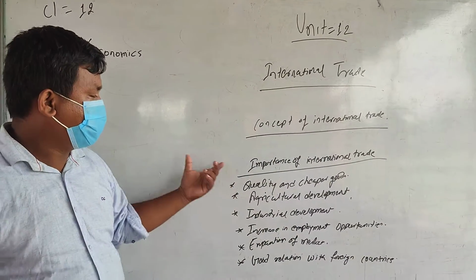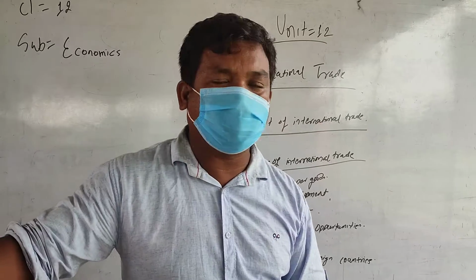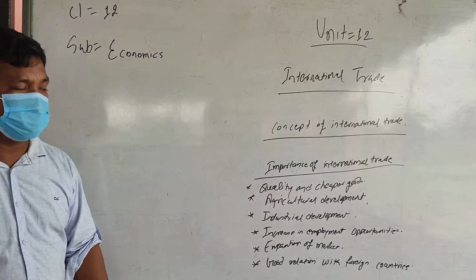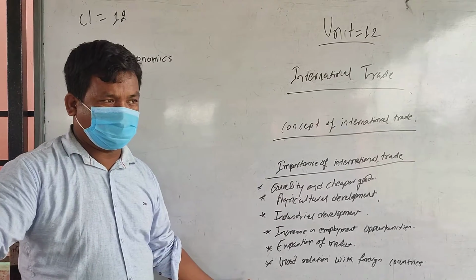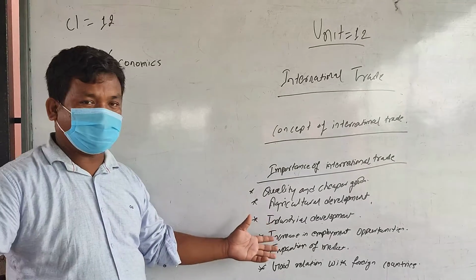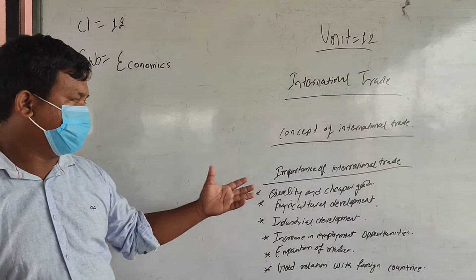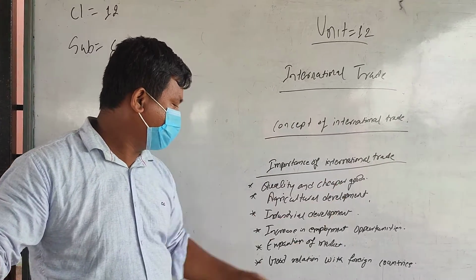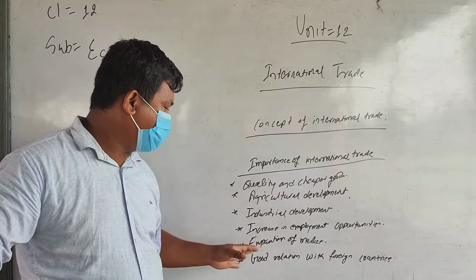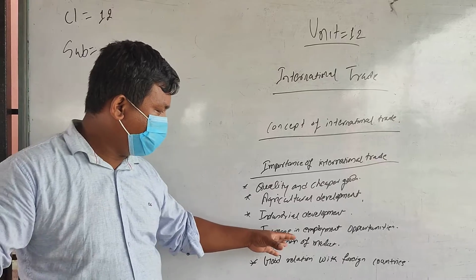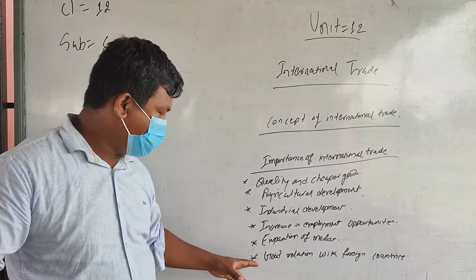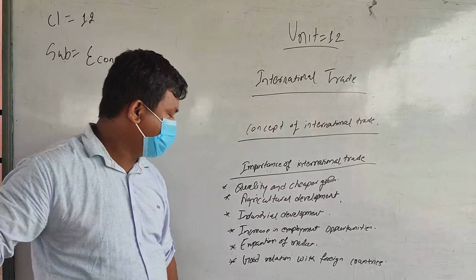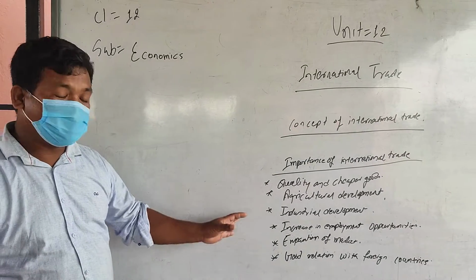Now, importance of international trade. International trade has a lot of importance, so there are many. Here are some points I am going to explain to you point-wise. Number one is quality and cheaper goods. Number two, agricultural development. Number three, industrial development. Number four, increase in employment opportunities. Number five, expansion of market. Number six, good relations with foreign countries. There are many other importances also, but these are some points I am going to explain.